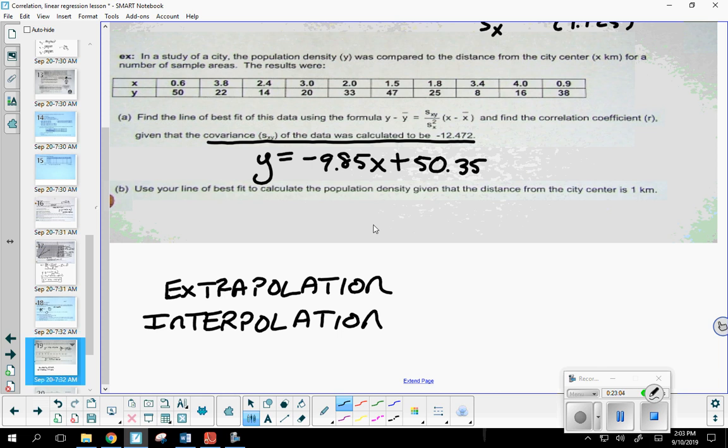Okay, so this one here says use your line of best fit to calculate the population density, given that the distance from the city center is 1 kilometer. So what do they provide me here? The X or the Y value? Yeah, they're giving me the population density, so that has to be the X value, right? So I have a prediction equation. I can now use that value and see what I'm going to get for the population. In fact, all I got to do is plug it in.